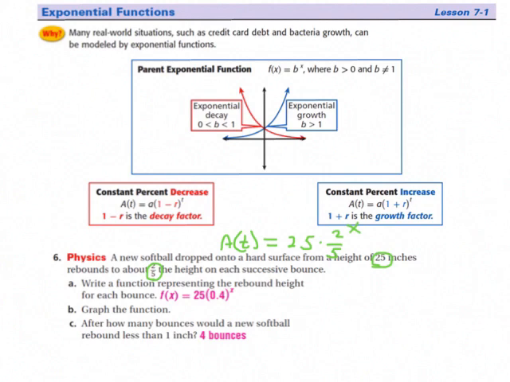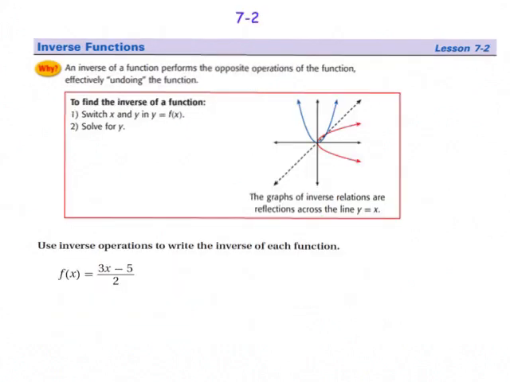So let's go on to 7.2. In 7.2, we learned how to find the inverse function, and we learned about the domain and range of inverse functions. We also learned about where the range and domain existed and their relationships in regard to the function and its inverse.